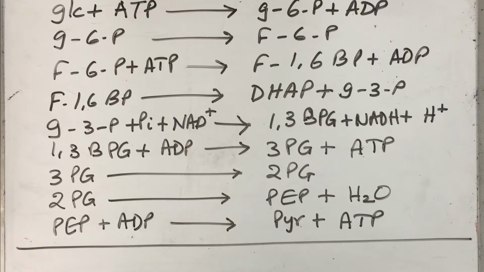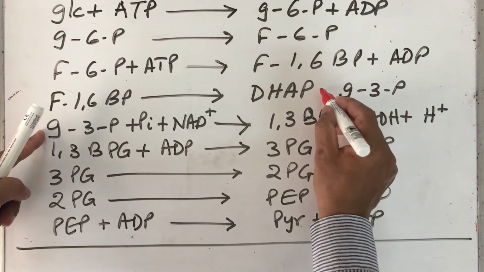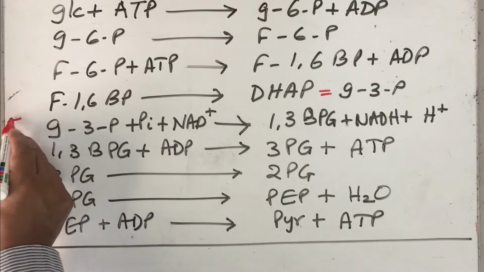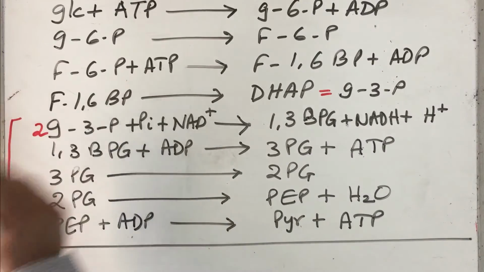Before we do that, we should know that we began with a 6-carbon glucose. It was a 6-carbon glucose, and from it becomes two 3-carbon compounds. So therefore DHAP gets converted to 2 molecules of glyceraldehyde 3-phosphate. Now from here onwards, it is double the number of molecules which will undergo glycolysis. So therefore this becomes 2 molecules.